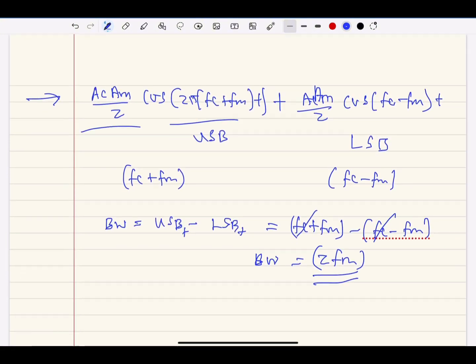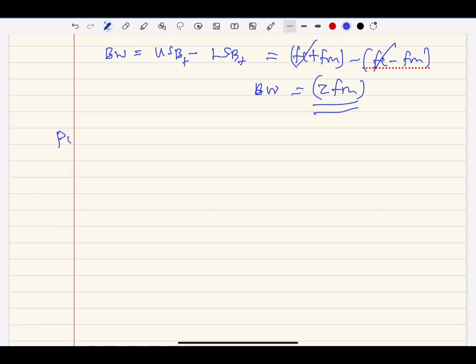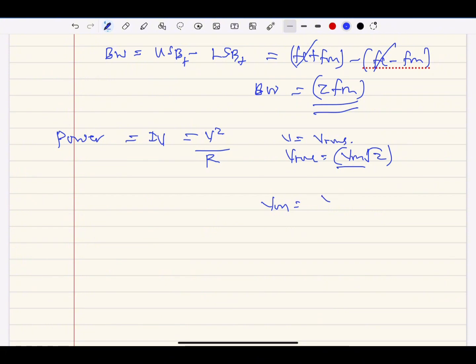And this is the amplitude of the sidebands. And as usual, power is equal to IV, of which we can also say that power is equal to V squared over R, where, let's say, V is equal to VRMS, and VRMS is equal to Vm over root 2.